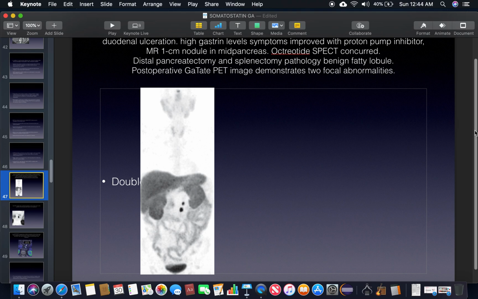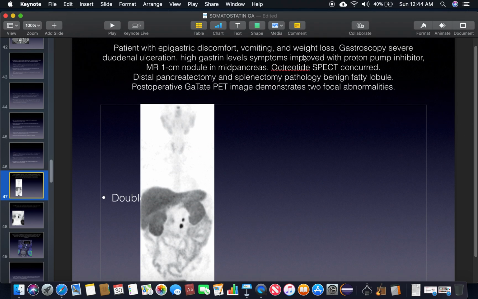Now, here's an example of a patient who had epigastric discomfort, vomiting, and weight loss. We found on gastroscopy duodenal ulceration, high gastrin levels, and symptoms were improved with proton pump inhibitor, and on MR there was a 1 centimeter nodule in the mid pancreas. Octreoscan concurred with this finding, and so the patient underwent distal pancreatectomy and splenectomy, but pathology showed benign fatty lobules. So post-op, a gallium PET was ordered, and it shows two focal abnormalities.